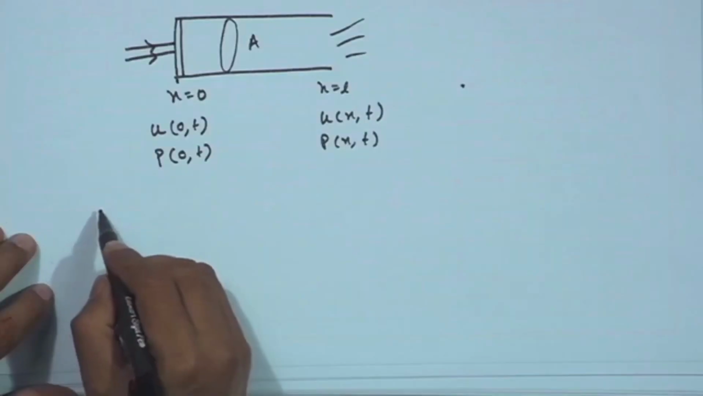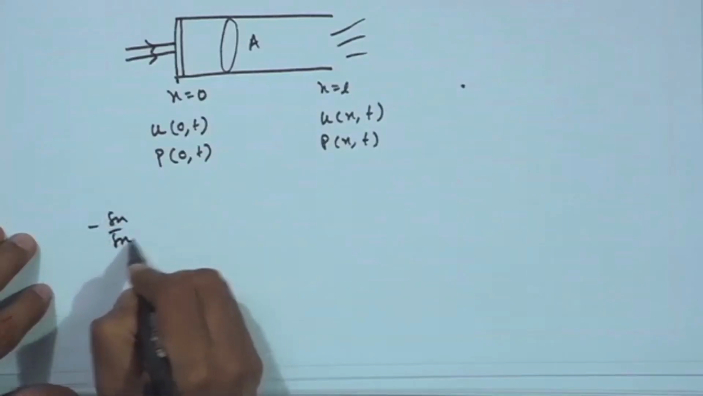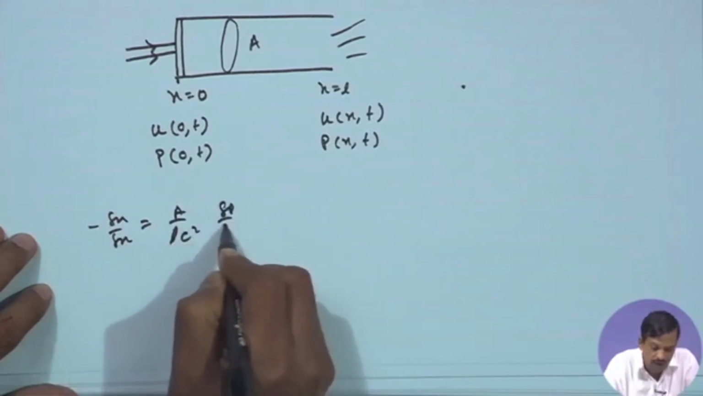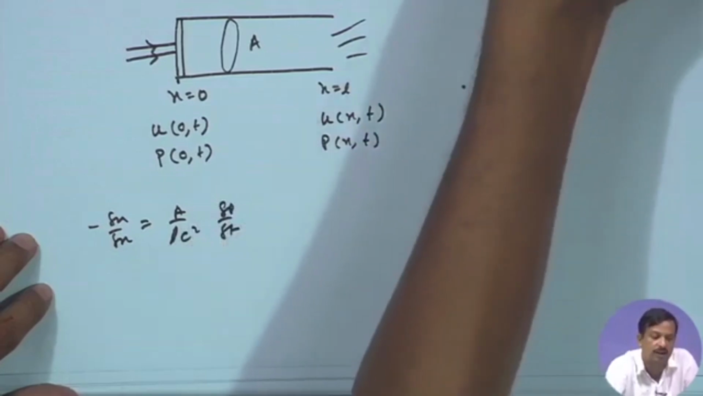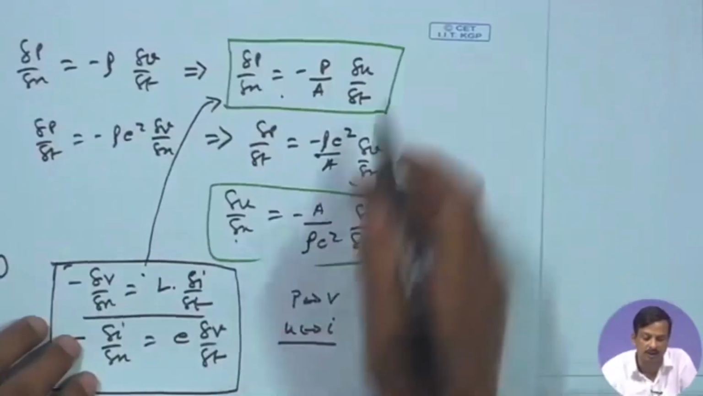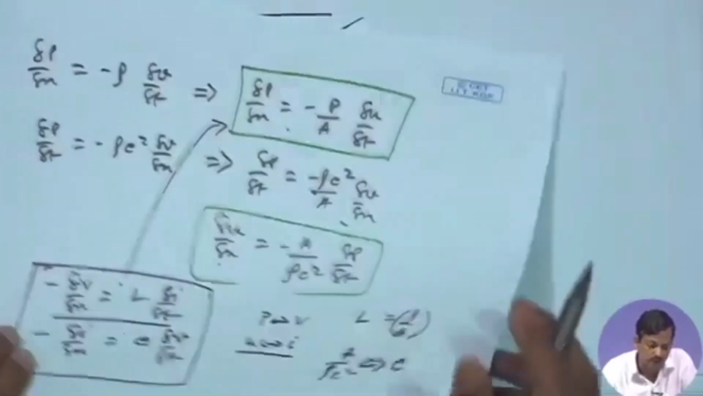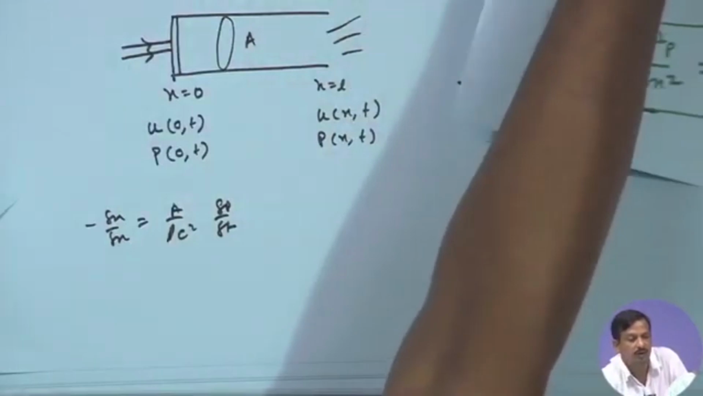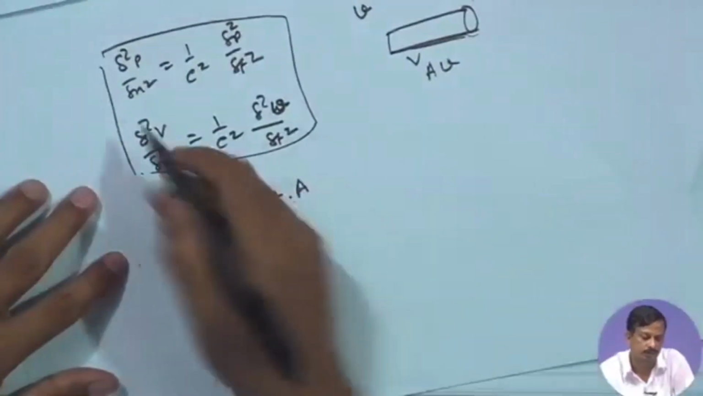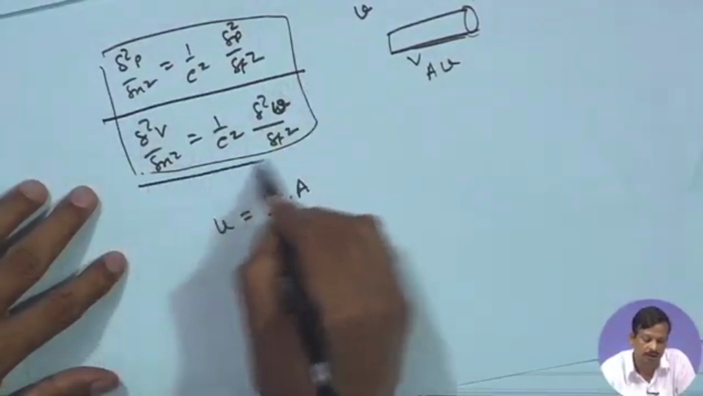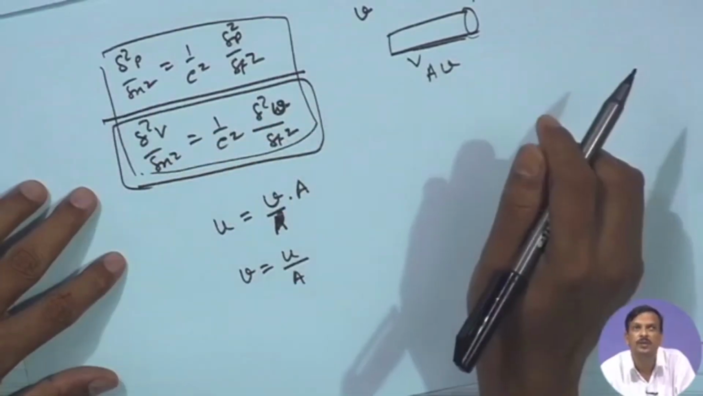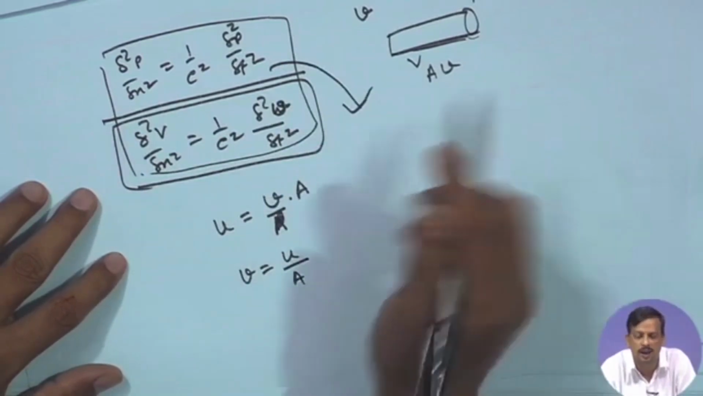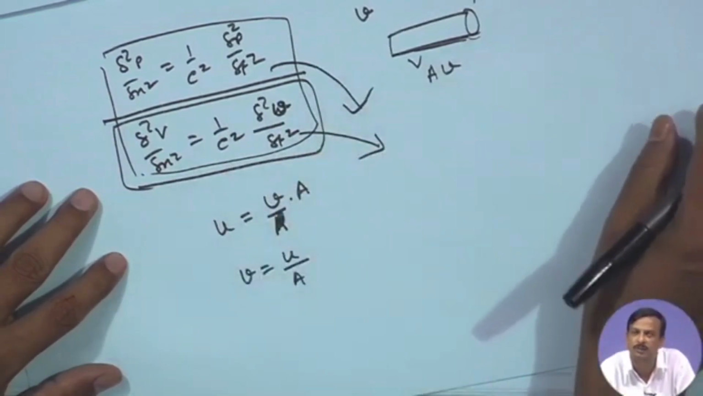Now, if I say that minus del u by del x is equal to A by rho c square del p by del t, I can write down these two equations, where this is the pressure wave equation, and this is the velocity wave equation. Okay. Now, I have to find out the solution of this second order differential equation, and again the solution of this second order differential equation gives me the velocity.